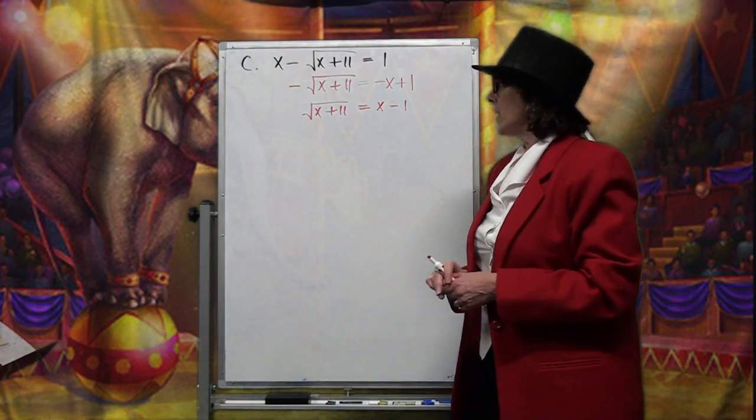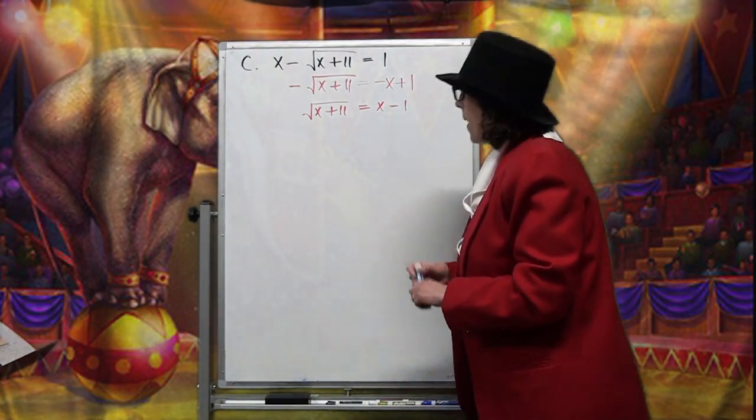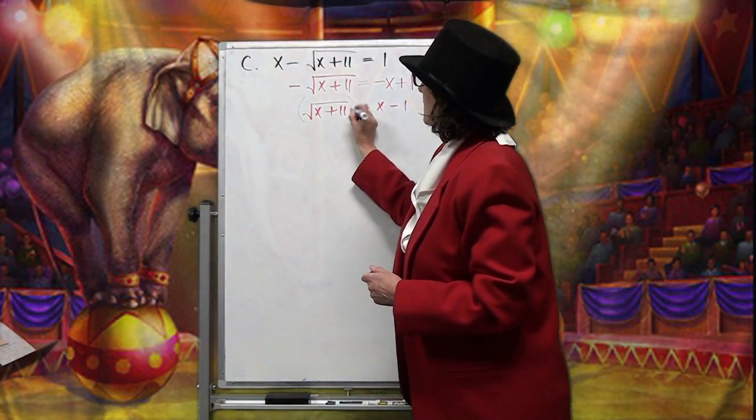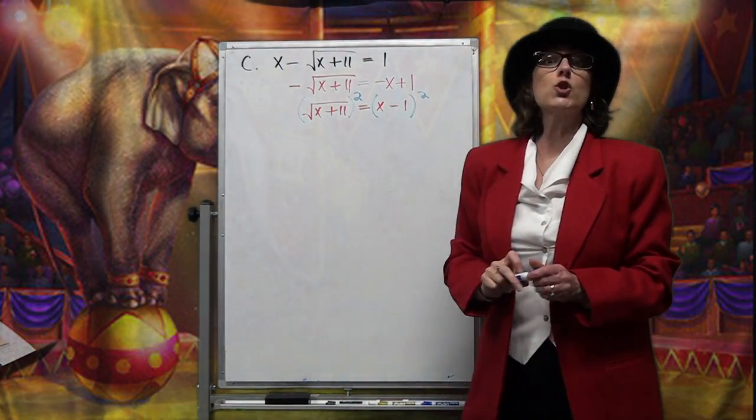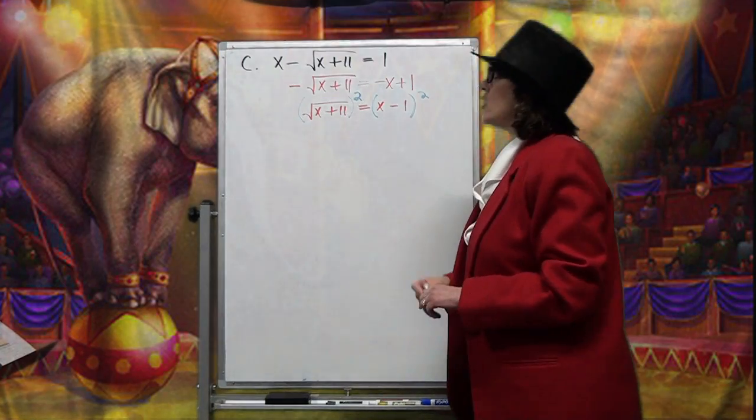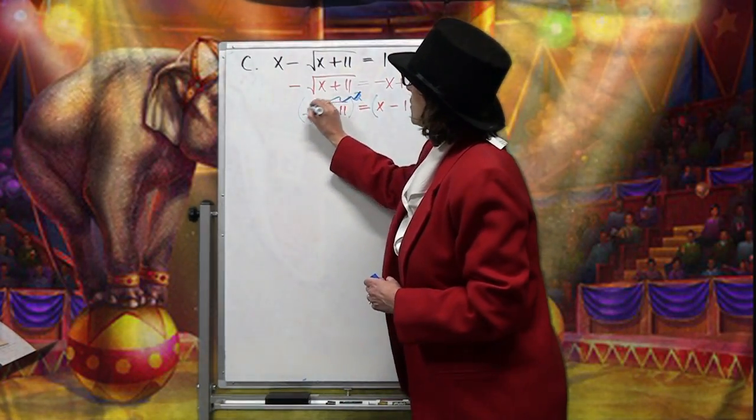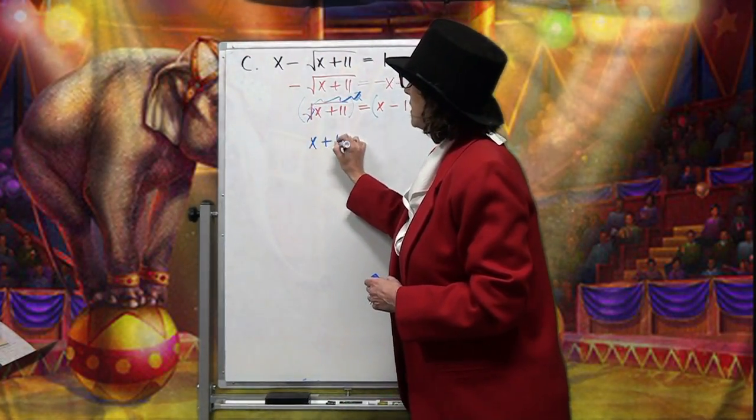And now I am ready to square both sides. So I'm going to square this side. Remember, you're squaring the entire side. And I'm going to square this side. Square the entire side. So squaring and square rooting cancel each other out. I'm left with an x plus 11.